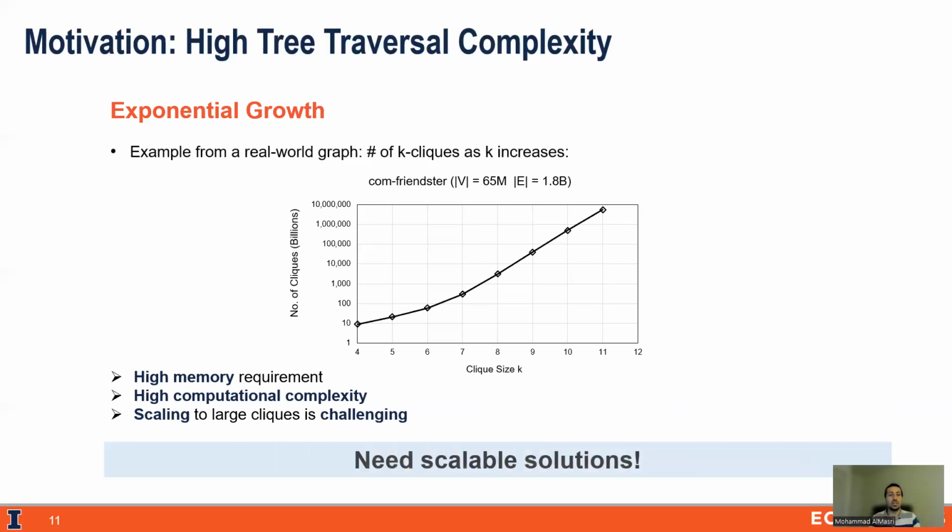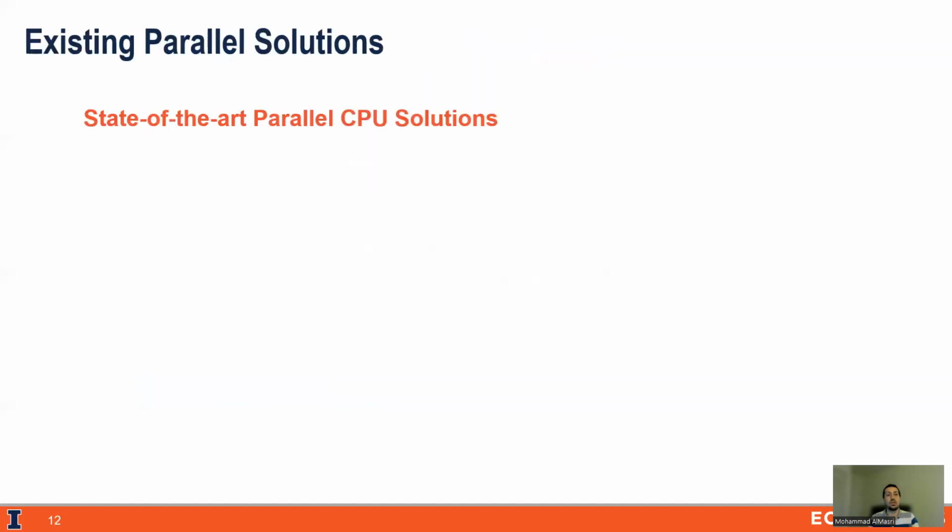So we need scalable solutions to deal with this exponential growth of the number of cliques for larger cliques. When we look through the literature at existing parallel solutions, this computation is dominated by CPU or parallel CPU solutions.